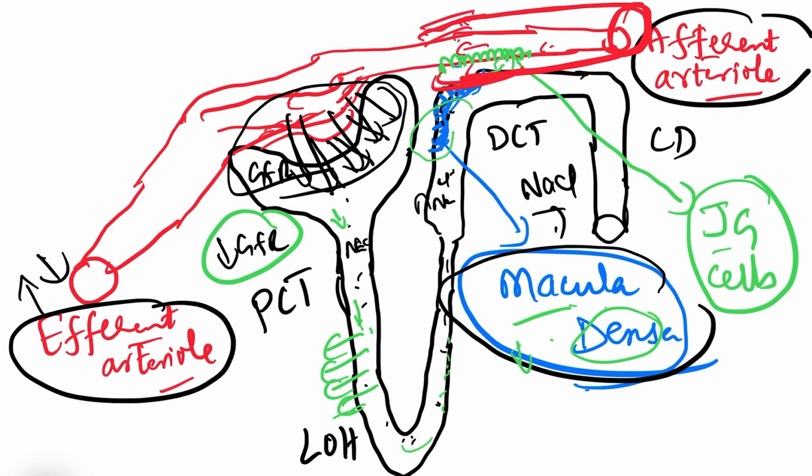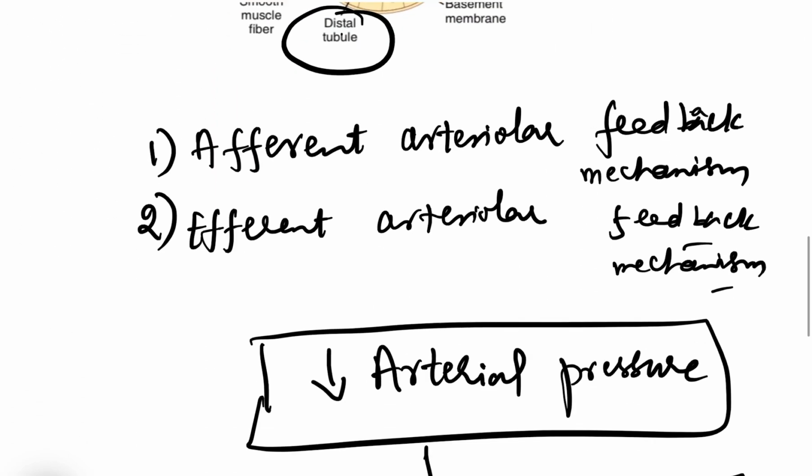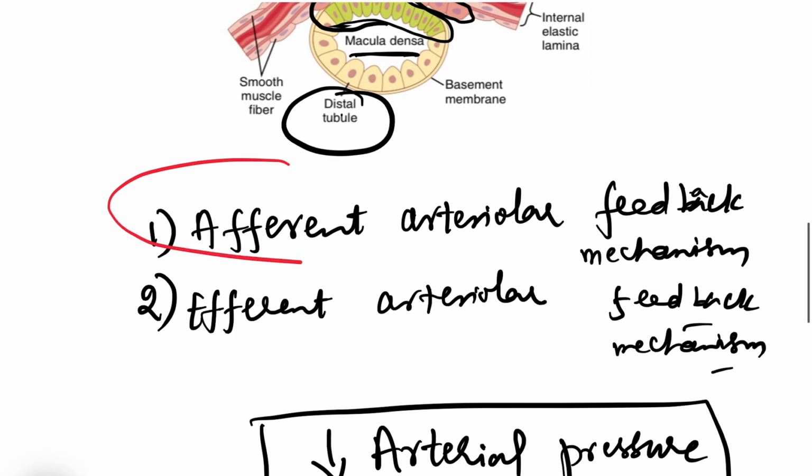If the diameter of the afferent arteriole is increased, then naturally the blood flow will increase, and ultimately the decreased GFR is controlled, that is, there is an increase in the glomerular filtration rate. So this is how sodium concentration in the macula densa will control the glomerulus. That's why it is called tubuloglomerular feedback, that is, tubules are controlling the glomerular filtration rate. Any change in the tubule is causing a change in the glomerular filtration rate. This is the afferent arteriolar feedback mechanism.